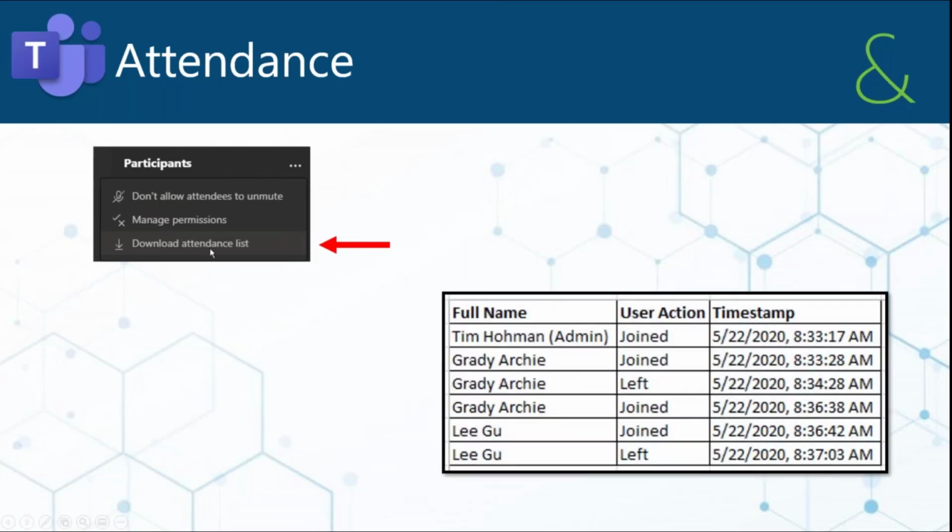Attendance, not real new, but something people may not be familiar with. From the participants pane, you can click on download attendance and you'll get a report that looks just like this, where you have who joined, when they joined, if they left and came back, so all that information. Something that has to be enabled, but once it is, it's available in your meetings.